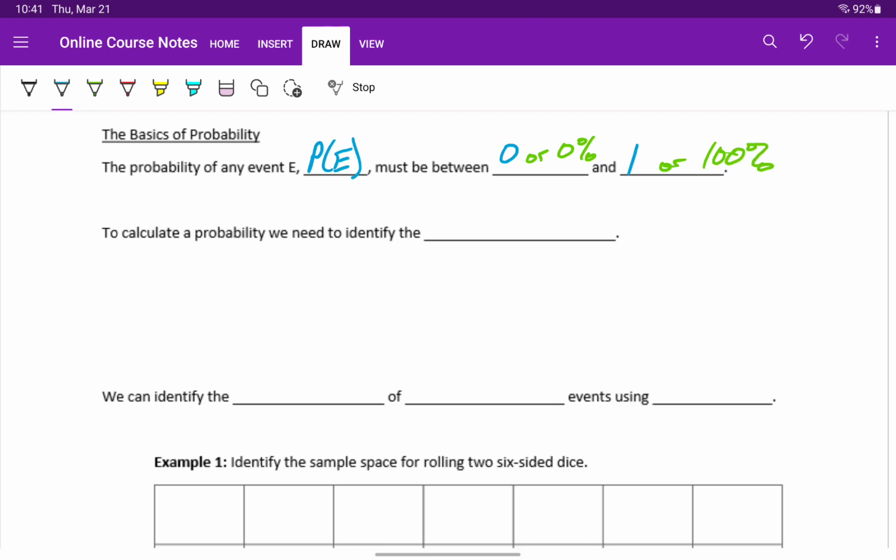So any probability has to be between those two boundaries. The first red flag to look for in any calculation would be if we get a value that's smaller than 0 or greater than 1. We know we've done something wrong in our approach to solving that problem.